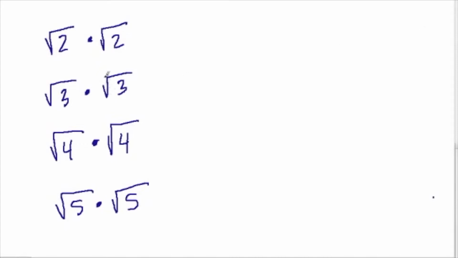In this problem, we're multiplying square roots. In other words, we're taking this root and multiplying it by itself. So really what that means is taking the square root of 2 and squaring it. And then we're doing the same thing here.